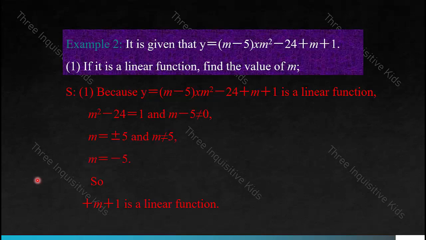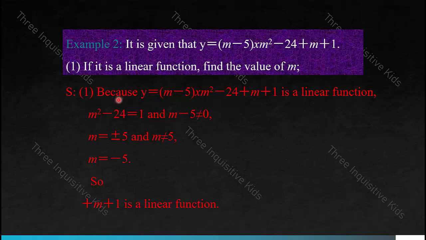I want you to look at this solution here. So the question is, it is given that y is equal to (m minus 5)x to the power of (m squared minus 24) plus m plus 1. And we know that it is a linear function. Then find the value of m. Well, because it is a linear function, we know that m squared minus 24 is equal to 1 and m minus 5 cannot be equal to 0.